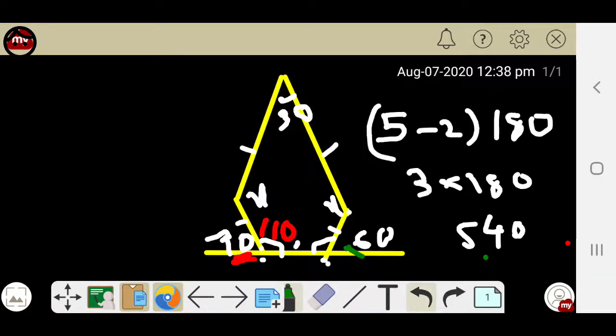this is given as 60. So the remaining total angle is 180. So this interior angle will be 120. Then what can we tell here? 30 plus x plus 120 plus 110 plus x equal to 540.